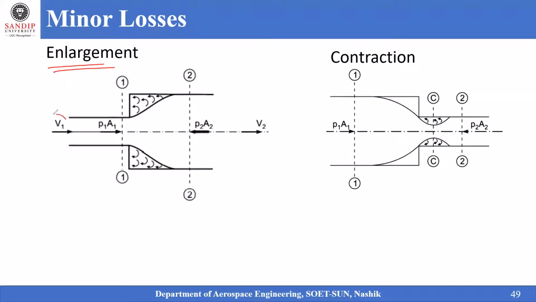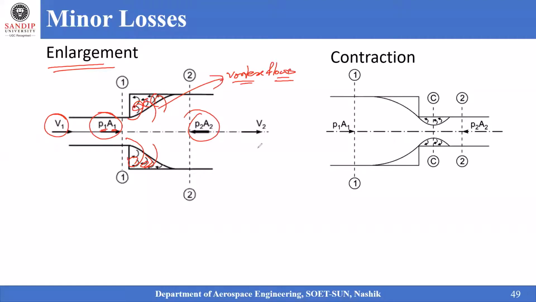Here, if you see, the flow is entering with a velocity of V1, pressure of P1, and area of A1 of the pipe at section 1, and then it reaches section 2. There we have seen that due to the sudden enlargement of the pipe, the flow has resulted in vortex flows, and these vortex flows result in losses in the pipes, which are categorized under the minor losses.